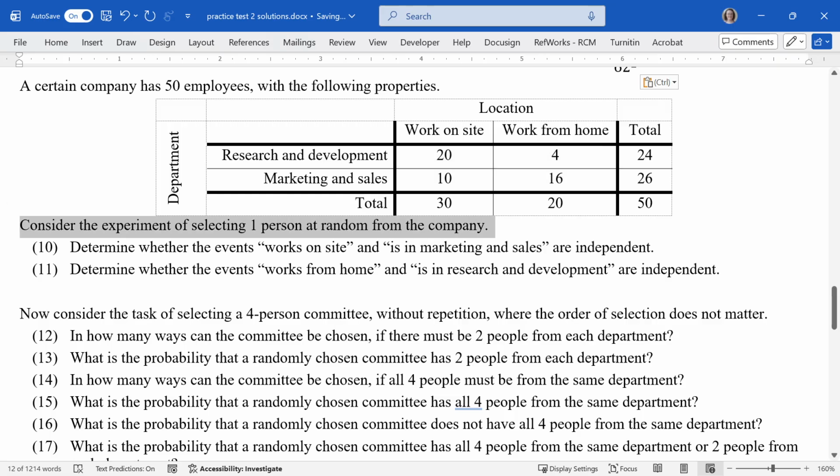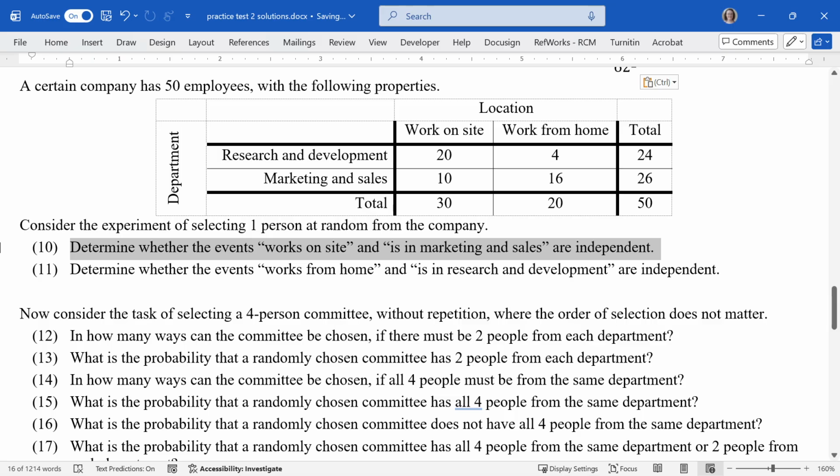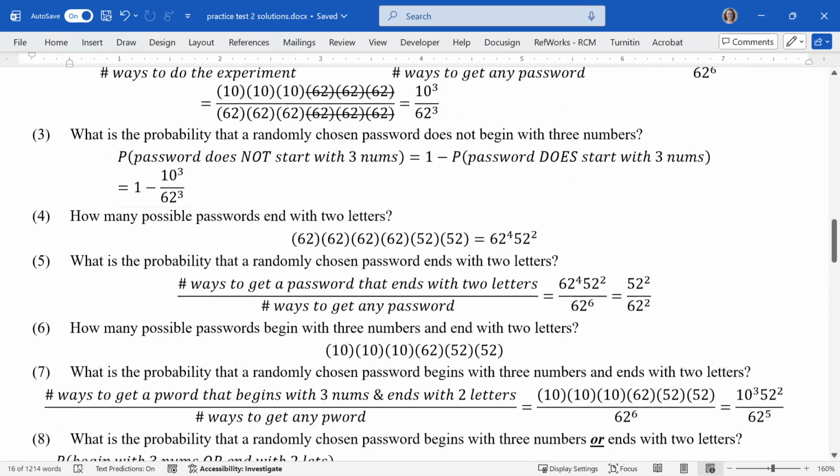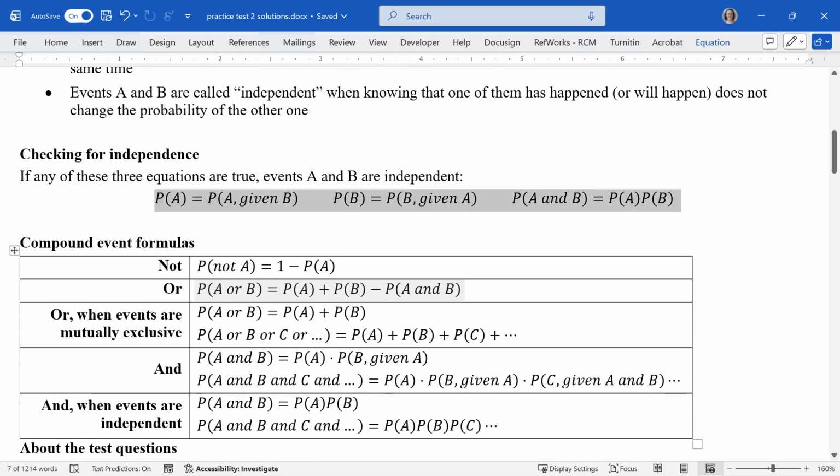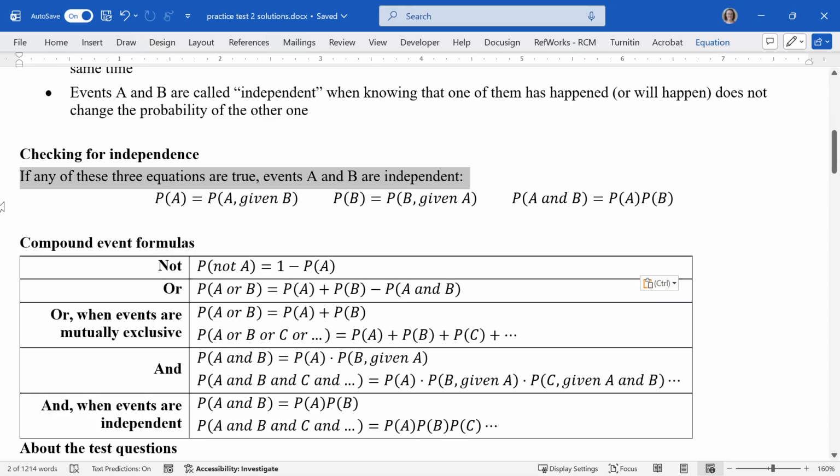And now we're going to do the experiment of selecting one person at random from the company. Determine whether the event works on site and is in marketing and sales are independent. Okay, so there's 3 ways you can check for independence of events, whichever one is most convenient to you. These are the 3 equations. Whichever one you decide to check, you calculate the left side, calculate the right side, check if they're equal or not. So if they are equal, the events are independent. If they're not equal, the events are not independent. And so that is how you check.